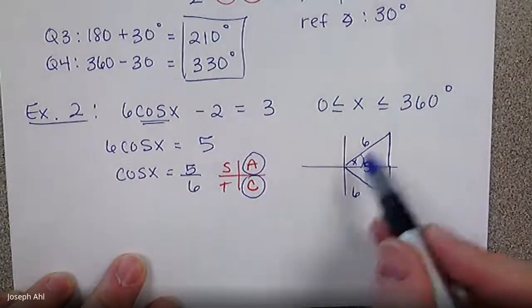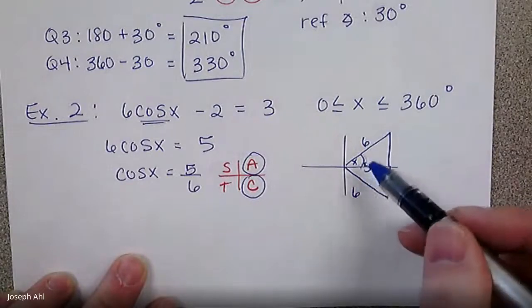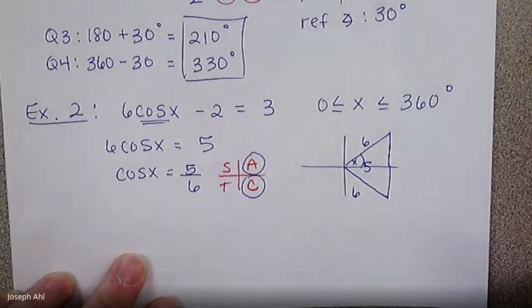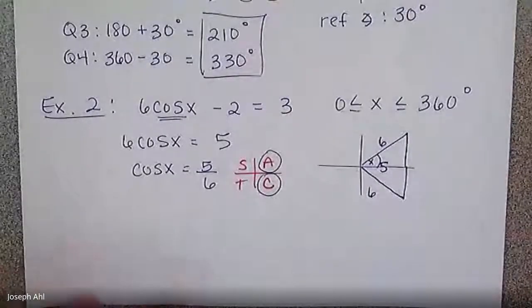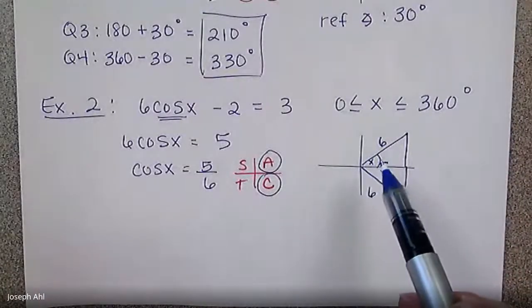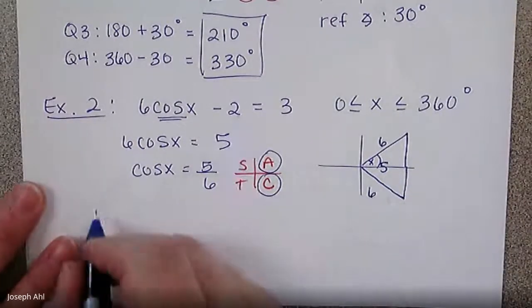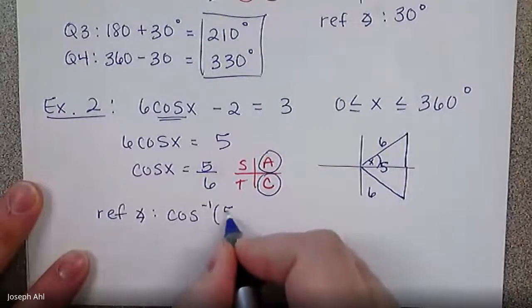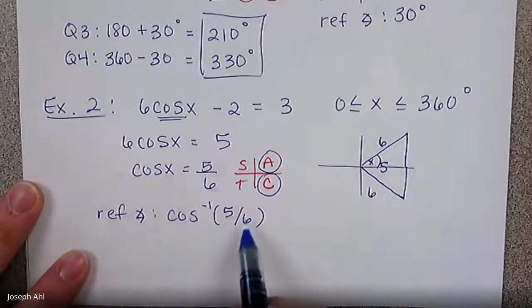But here's the deal. When you have an adjacent of 5 and a hypotenuse of 6, although Pythag will get me this last side, I certainly wouldn't know exactly what this angle is because this is not a special triangle. The special triangles are the patterns for 30, 60, 90 like we had up here, or 45, 45, 90. So if we don't wind up having a special triangle here, we're going to default to using the calculator to get the reference angle. On the calculator, you're going to type in cos inverse of 5/6, right? And that's how you would solve for x. You would take the cos inverse of both sides. So the cos inverse of 5/6.